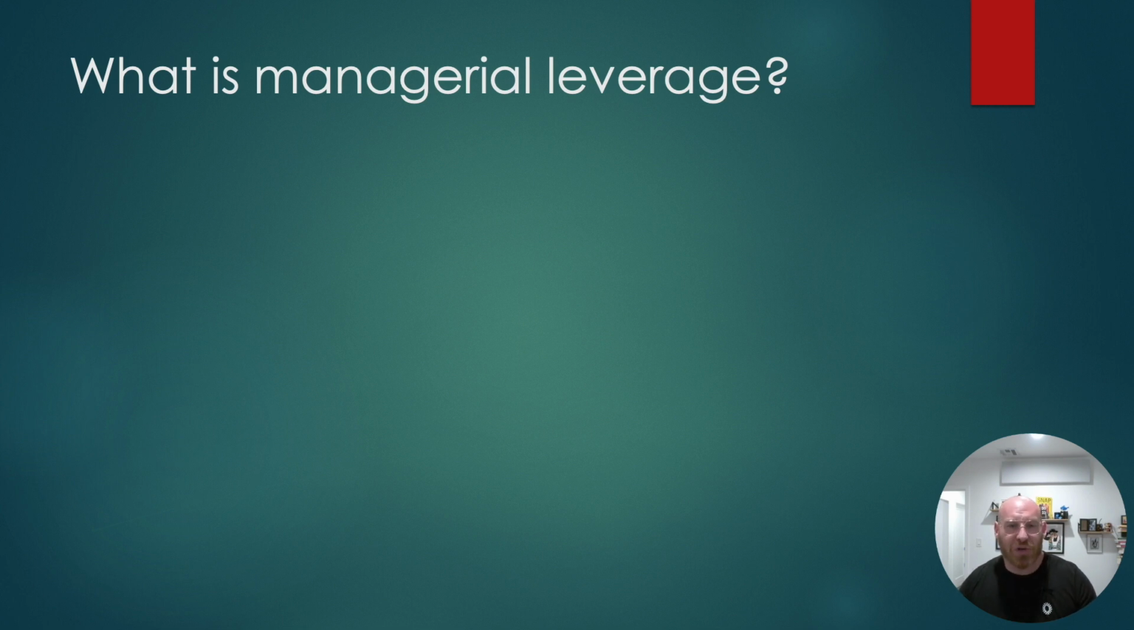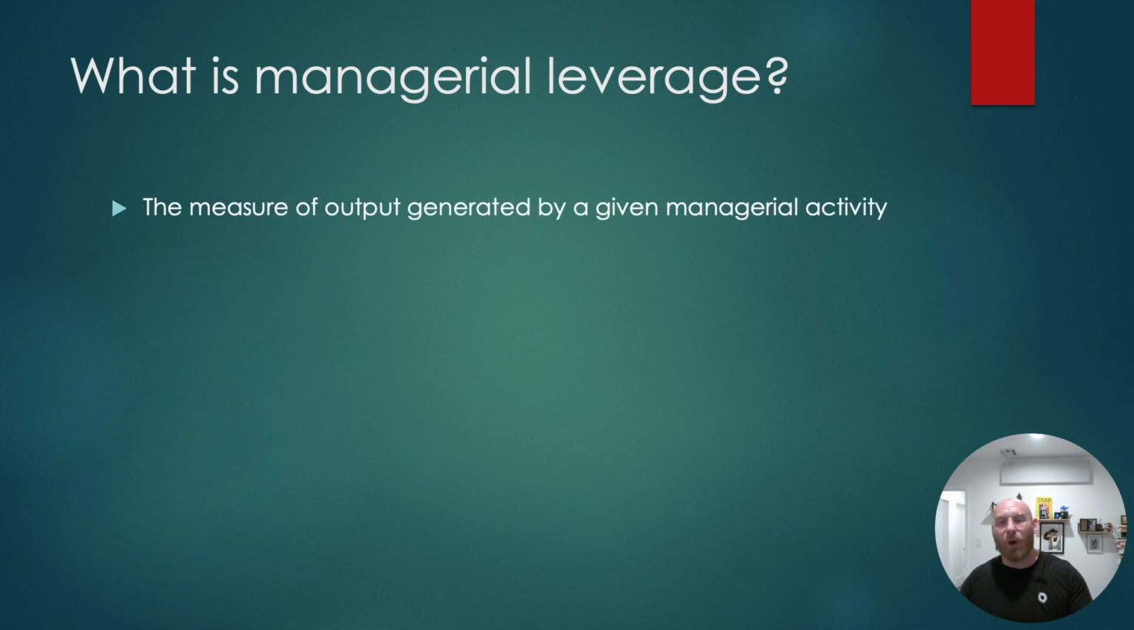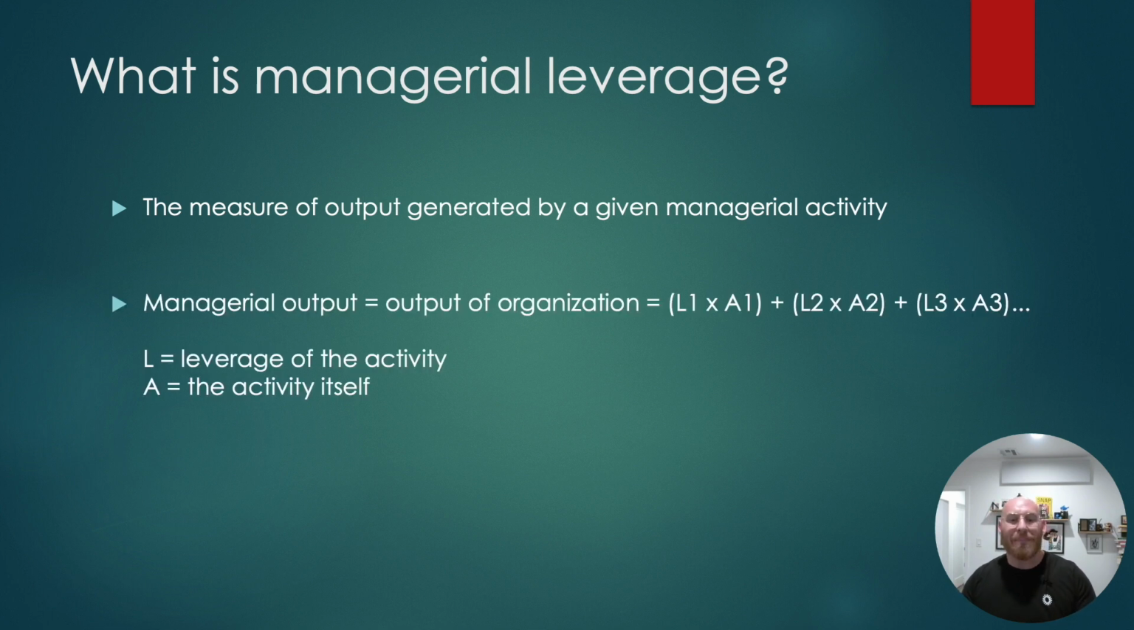What is managerial leverage? In his seminal High Output Management, the late Andy Grove defines leverage as the measure of output generated by a given managerial activity. And he provides the following formula for calculating it. Managerial output equals the output of the organization equals L1 times A1 plus L2 times A2 plus L3 times A3, etc., where L is the leverage of the activity and A is the activity itself.